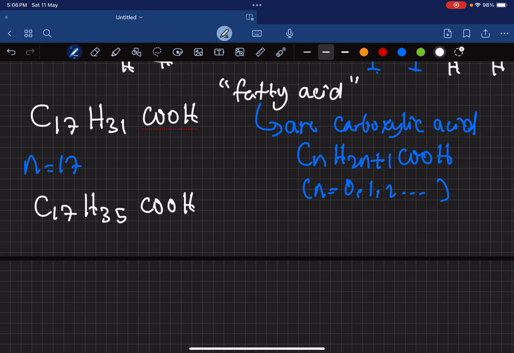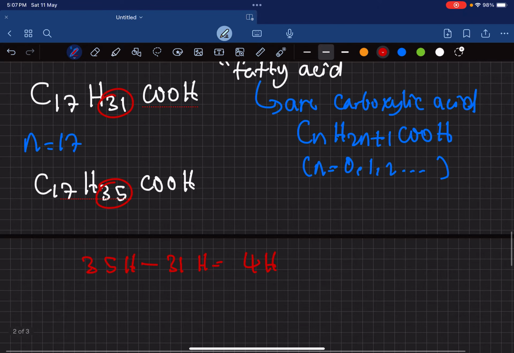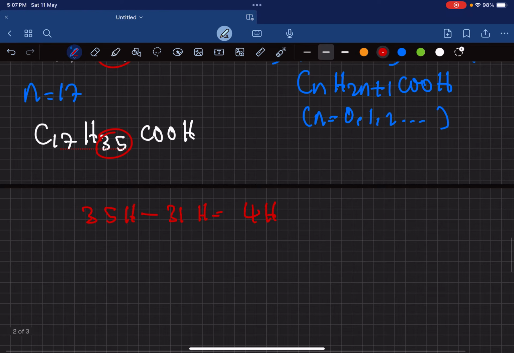Now pay very close attention. You look at this: this is 31, this is 35. 35 hydrogens minus 31 hydrogens is what? 4 hydrogens. What does 4 hydrogens mean? That means 4 hydrogens are missing. They're supposed to be H35, but now it's only H31. 4 hydrogens are missing. What does that mean?